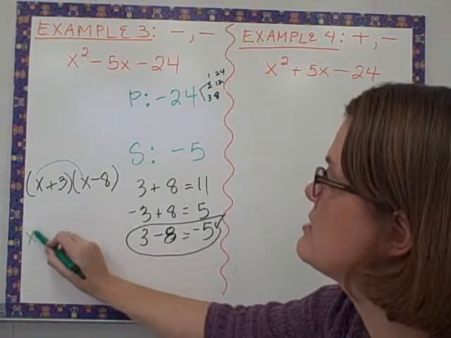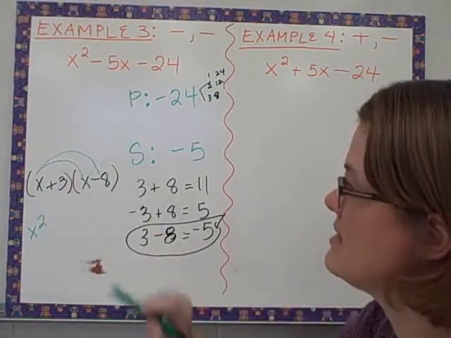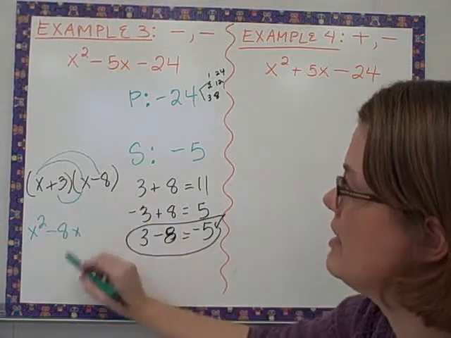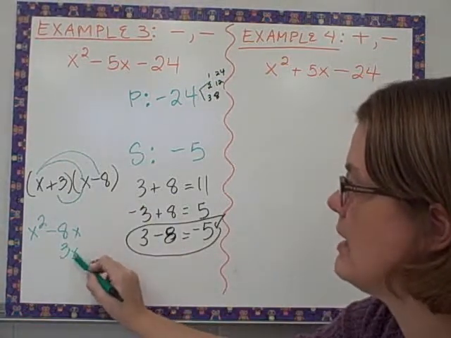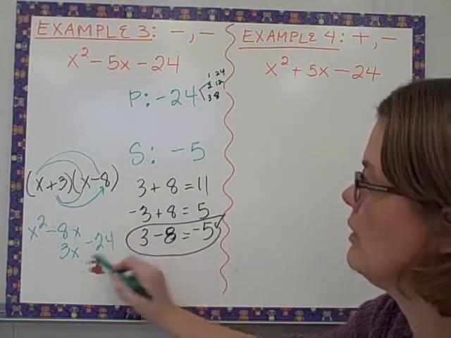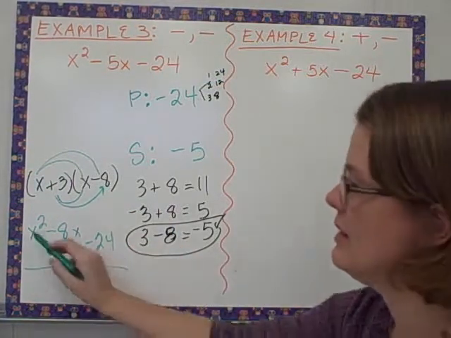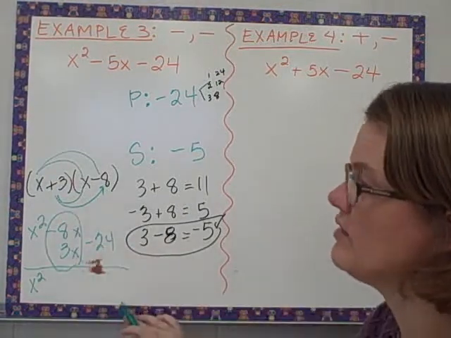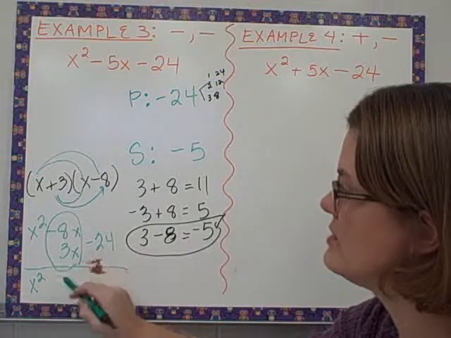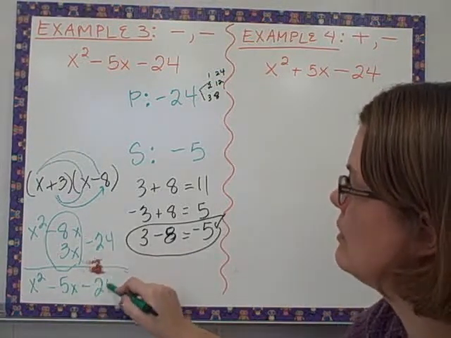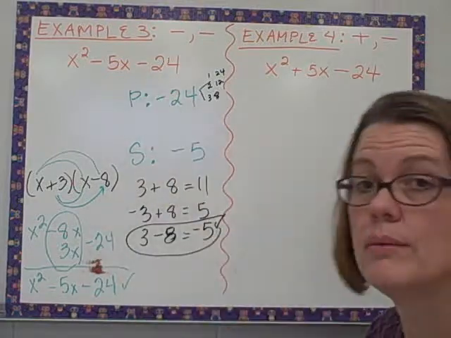This time to check, instead of doing the box, let's use the arrows. X times x is x squared. X times negative 8 is negative 8x. 3 times x is positive 3x. And positive times negative gives me a negative 24. Here's my x squared. Here's where it would be in the diagonal of my boxes. What's negative 8 plus 3? It would be negative 5x, and then minus 24. I have exactly what I started with.